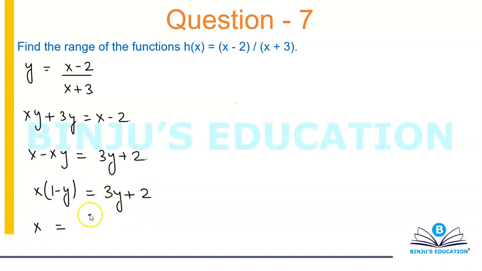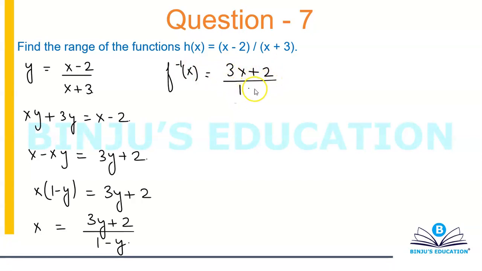And I'm gonna have x is equal to (3y plus 2) divided by (1 minus y). So the inverse of this function will basically become (3x plus 2) divided by (1 minus x). Now calculate the domain for this. The numerator part will have no concerns. It's just the denominator part that you have to take into consideration.